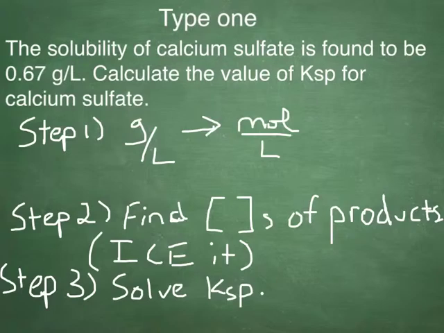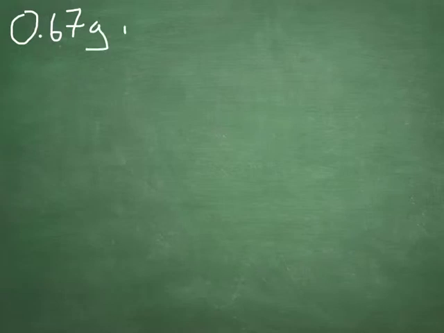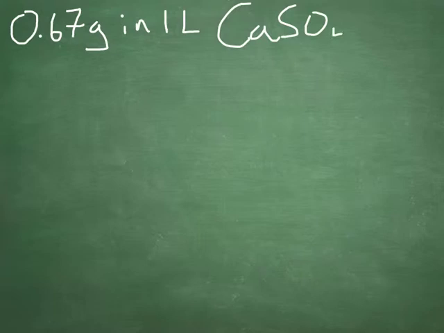So at this point, you can copy down those steps and try it on your own, and I, of course, will be working through it. Here's another hint. Assume you have 1 liter of the solution. So 0.67 grams in 1 liter. And of course it's calcium sulfate. And of course you need the molar mass, which is 136.14 grams per mole.